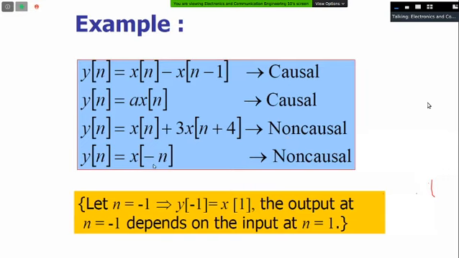Now, yn equal to x of minus n, right? So in this case, this is also a non-causal system. Why? Because when you put n equal to minus 1, that means y of minus 1, here this will be x of 1. That's what I am writing here. Let n equal to minus 1, y of minus 1 equals x of 1. The output at n equal to minus 1 depends on the input at n equal to 1. That means it is depending on the future values also. That's how I can prove the system to be a non-causal system.